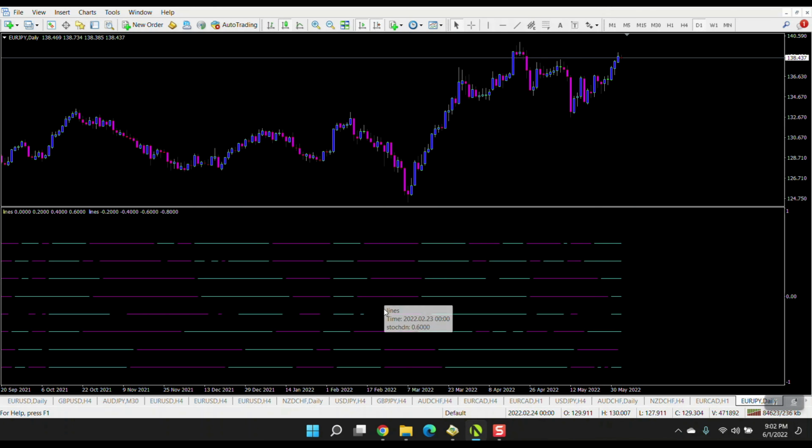Let's just say there is no aquas. There's only magentas. Do you really want to be buying right there? Not me. I'd rather be selling. Right here, all magentas. I'd rather be selling. And keep in mind this is a daily chart, so you can really get hurt on a daily chart. You can get hurt on a 240 chart.